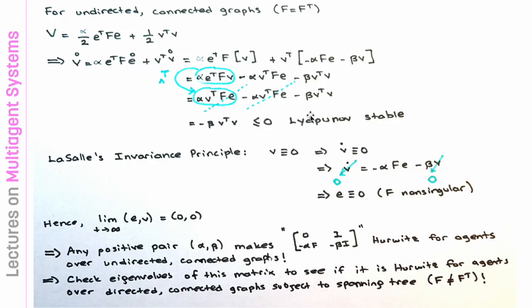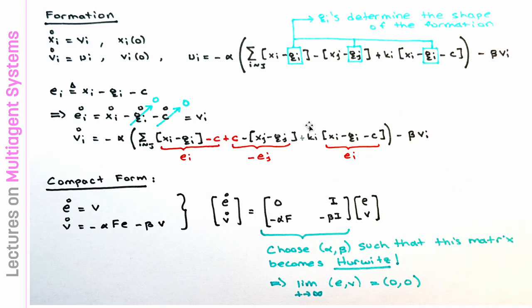It will be Hurwitz. Just pick your alpha and beta to be positive and tweak it to improve the performance. I think you got my story. And this is now what happens in addition to this important analysis, undirected versus directed, with the flexibility on the undirected case. I would like to cover the formation.